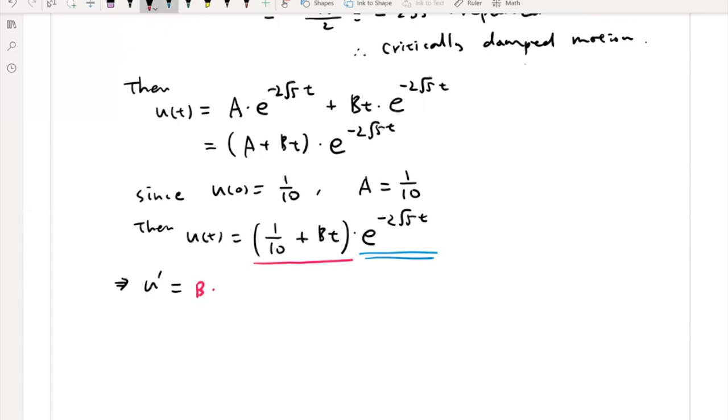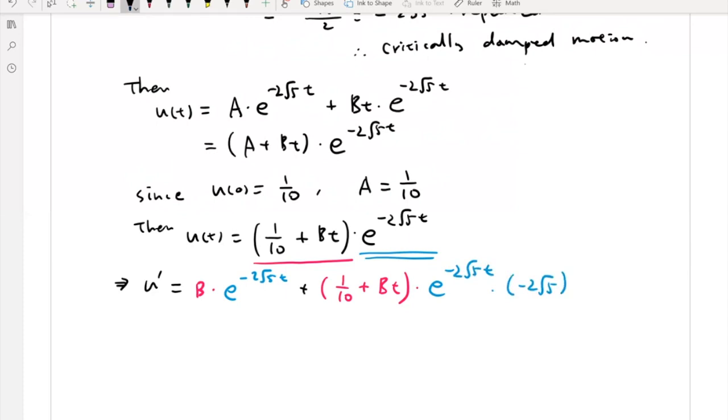First function prime times second function, e to the minus 2√5 t, and plus, first function, don't do anything for your first function, times second function prime, which is e to the minus 2√5 t, and don't forget the chain rule, okay? And then almost there, okay?